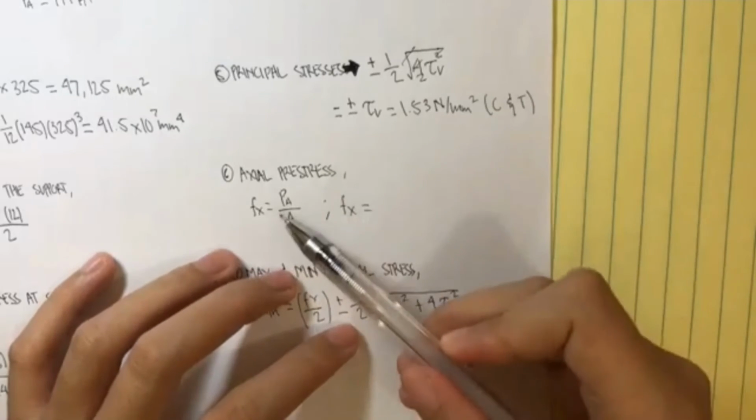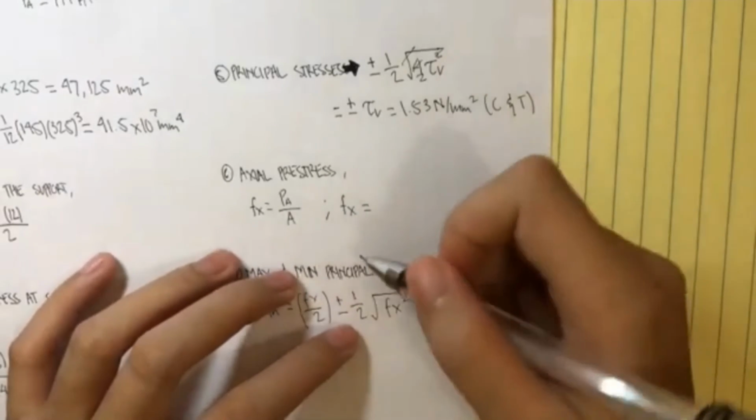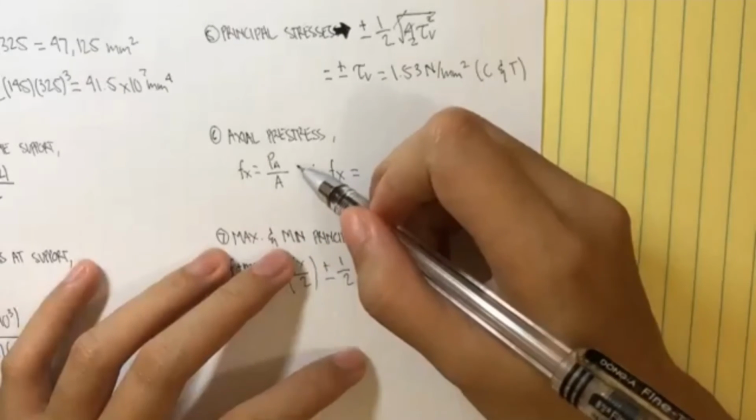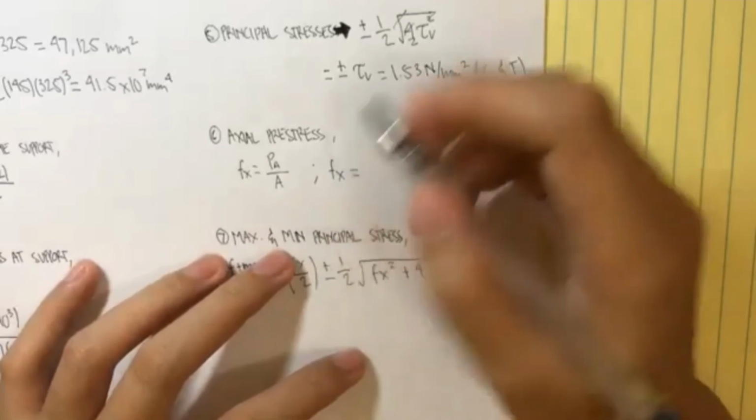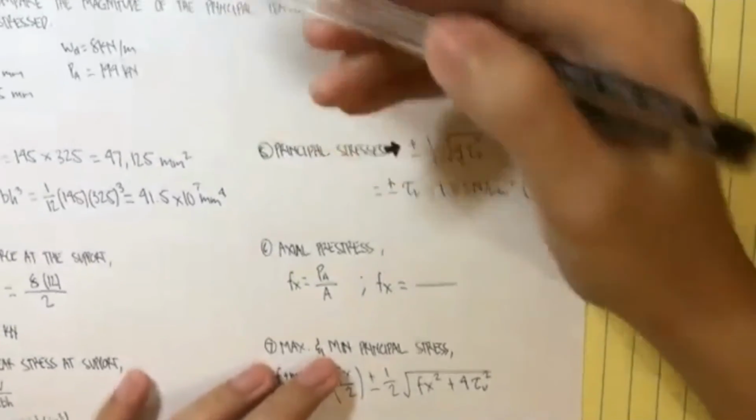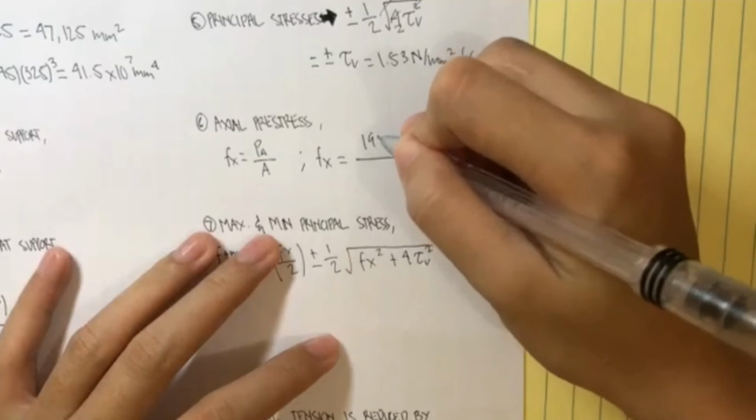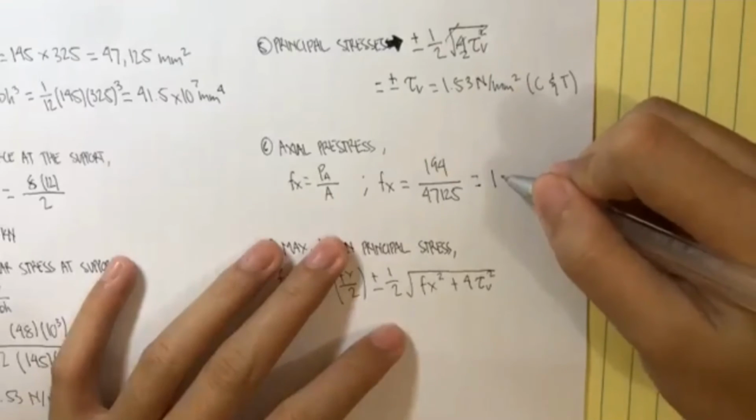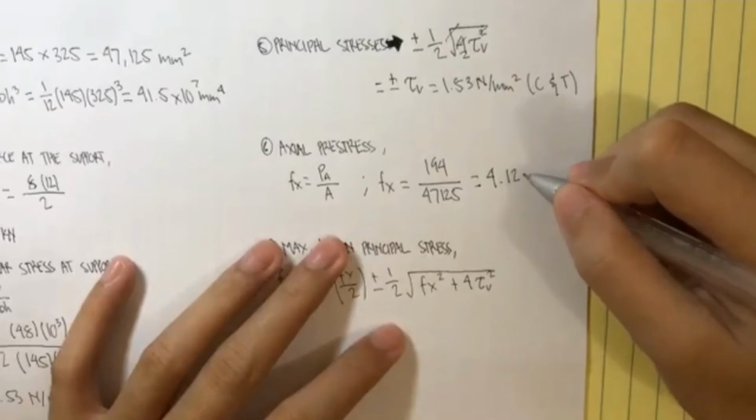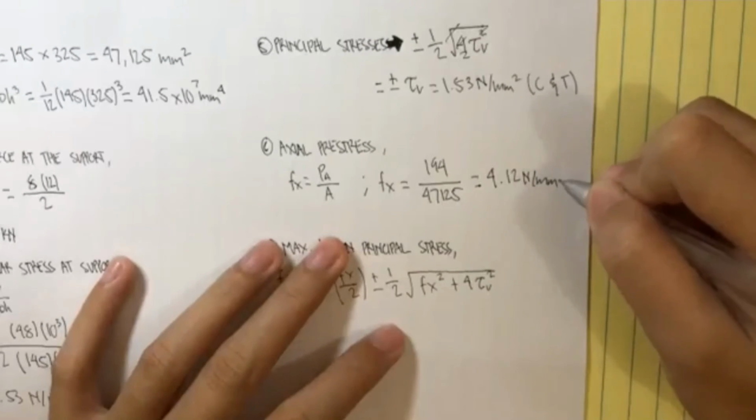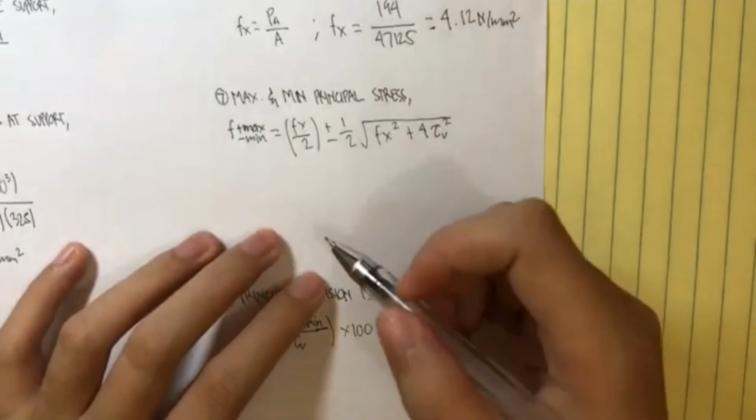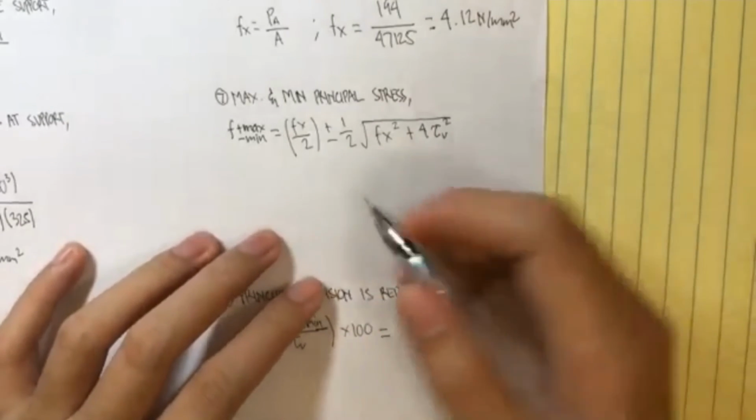So, yung pang-anim na step, axial pre-stress. Ito yung formula niya. Yung effective force, i-divide mo lang siya sa area. Yung effective force mo is, ito, 194 kilonewton. 4.12 Newton per millimeter squared. Pang-pitong step naman is kukunin natin yung maximum and minimum principal stress.